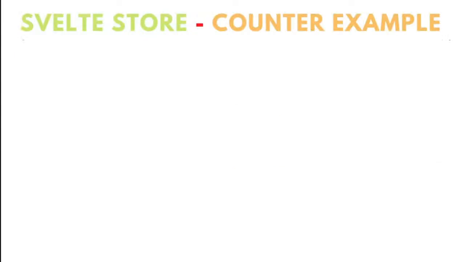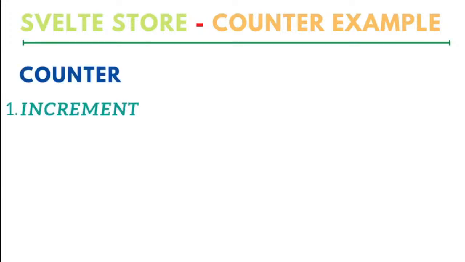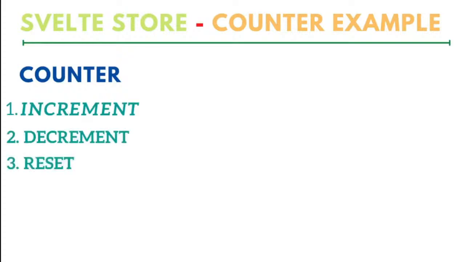In this video, let's learn how to create and use a store in Svelte. Now before we dive into the code, let's understand the scenario we are looking to implement in our Svelte application. We want to implement a simple counter. The counter should have a button to increment the counter, a button to decrement the counter, and a button to reset its value. And of course, we need to display the count value in the browser. The scenario is very simple, as you can see.